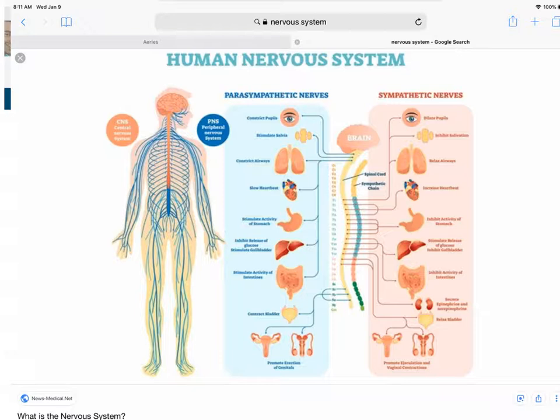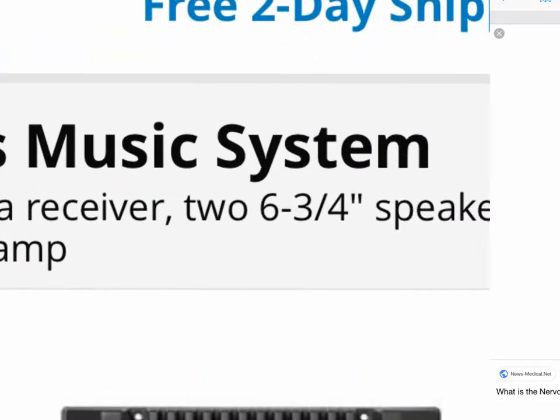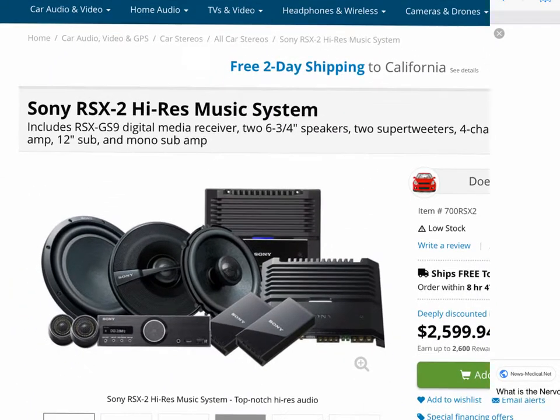Or possibly a car stereo system, right? So what do all these things have in common, besides that they have the word system in there, is that there's many parts working together, right? Like what is a car stereo system? Well, it has a stereo, it has the woofer, the speakers, 2 super tweeters, 4-channel amp. So there's many things working together.